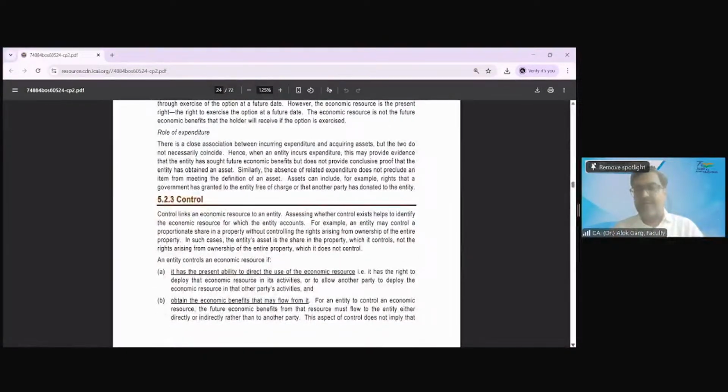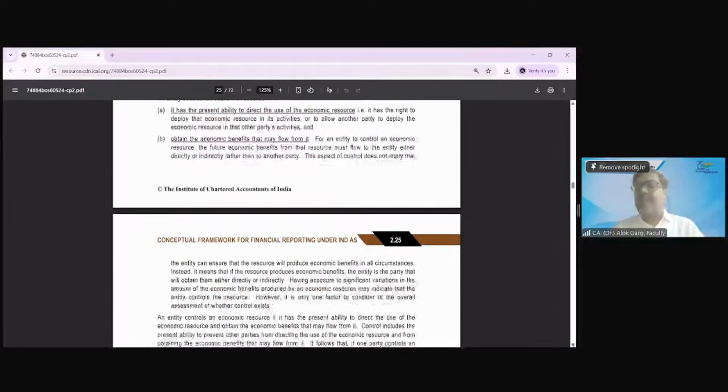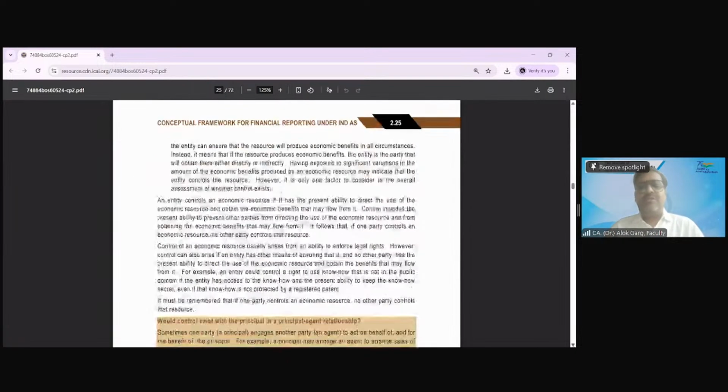Control should be there, right? And what is a control? You have a present ability to direct the use of the economic resource. Means if there is control, you can use those assets for your own benefit, or you can restrict others from using your asset. If you have purchased a building, what will you do? You will lock the door. Can others use that building without your permission? Answer is no. Can you use the building? Answer is yes. So this is the meaning of control.